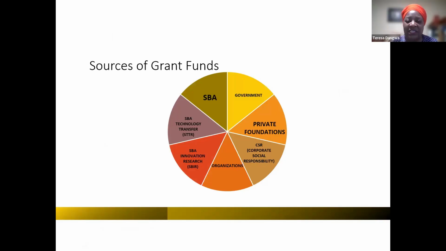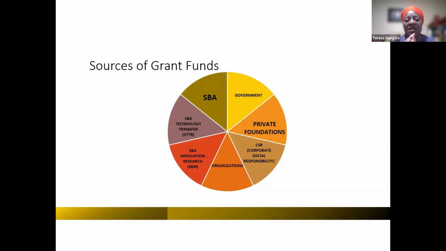SBA, which is the Small Business Administration. This is usually where small businesses would be able to get these funds. So if you look at all the SBAs that are on the screen, they are really for small businesses. So we are not going to talk about that, because I sometimes use the same slide when I'm talking to businesses.